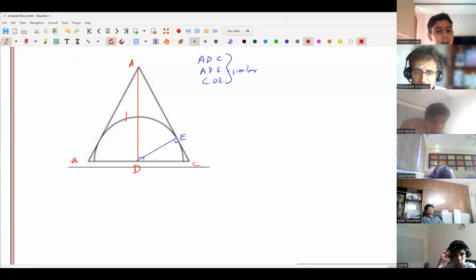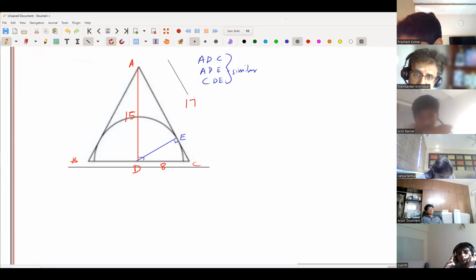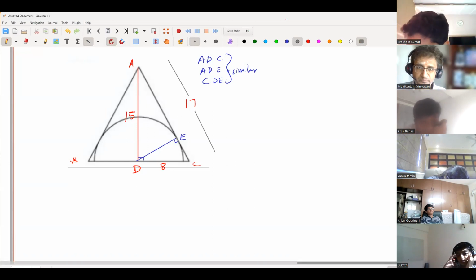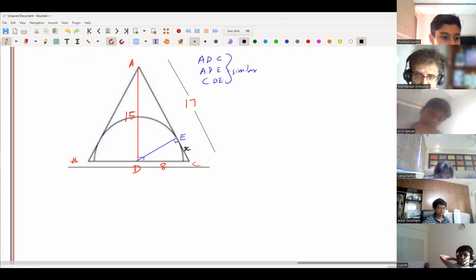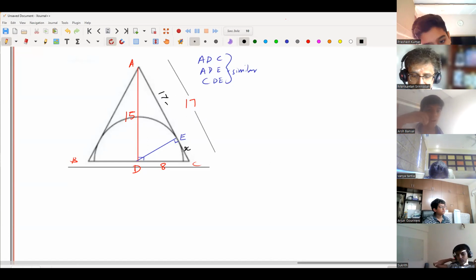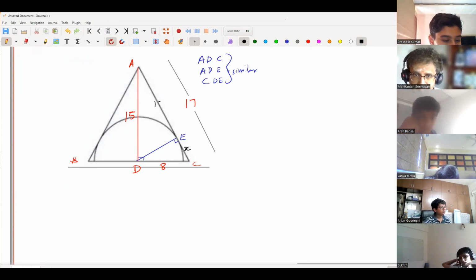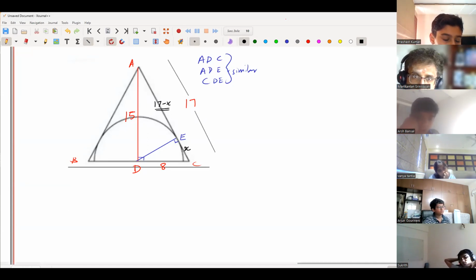So what all do we know? We know this is 15. And we know this is 8. And we know that this entire stretch, from here to here, is 17. Now let's call this measurement X, and this is 17 minus X. I'll write 17 minus X here. The portion till AE is 17 minus X. So this is from here to here.